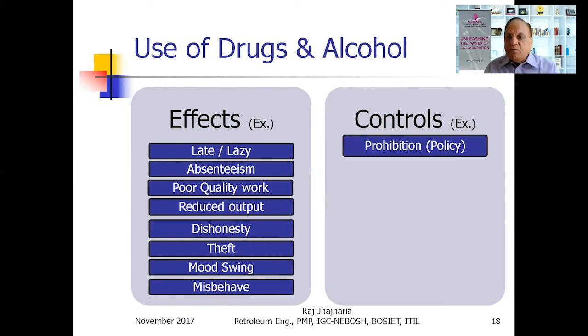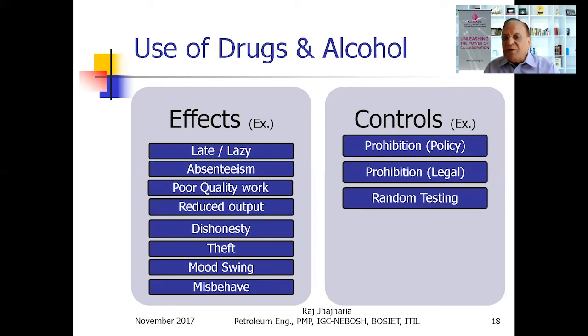So what are the controls? You have a prohibition. Once again, zero tolerance policy. There is a policy prohibition and there is a legal prohibition. And these policies and legal notices are displayed all over the workplace so that people are fully aware of the consequences. And then you do random testing. For example, especially on New Year night, on the highway, police will be waiting for you to get tested on whether you are driving under the influence of alcohol. So you have to be careful.